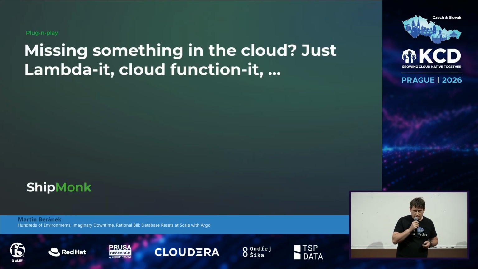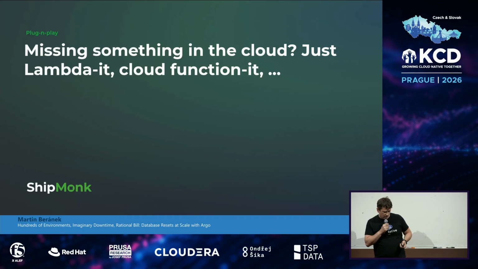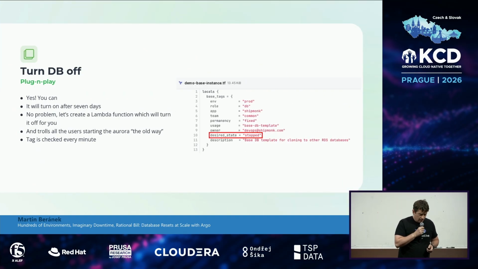And again, as I was saying about those tags, if you miss something in the cloud, you can always write some Lambda or cloud function about it. I showed the one about putting something behind a load balancer, and there has to be another one. And this is kind of a funny problem. You can turn off a database in AWS. That's doable. You can do it.